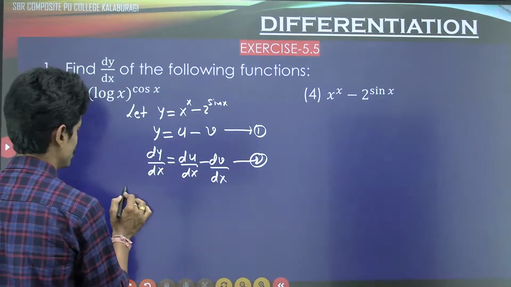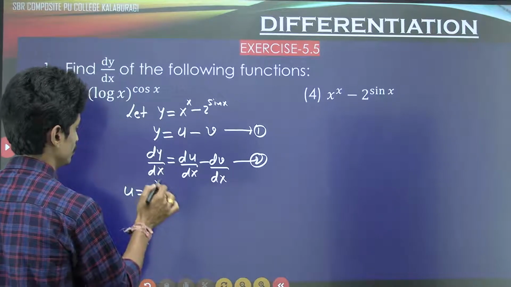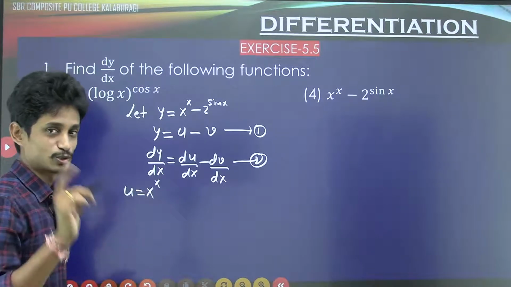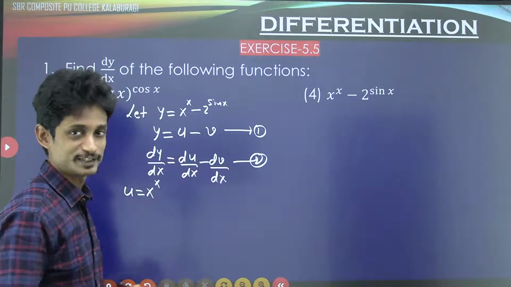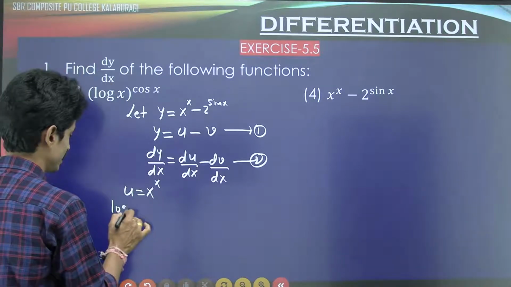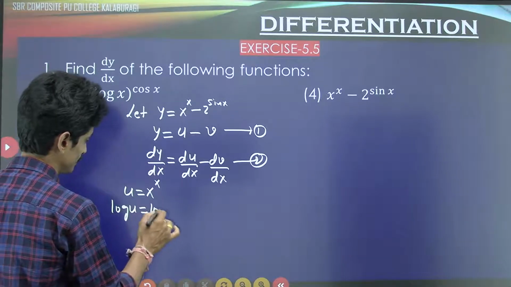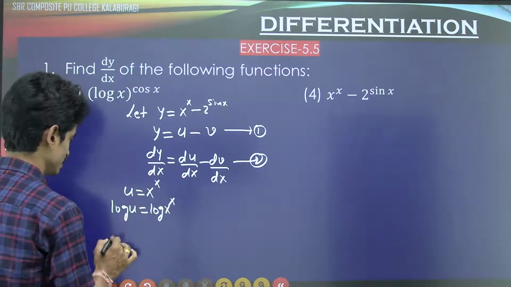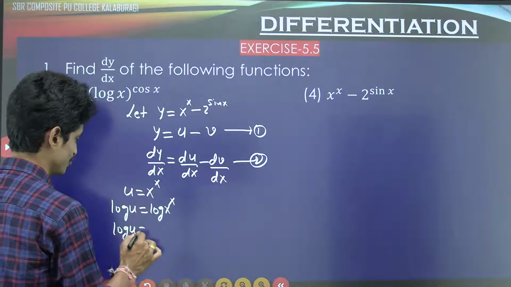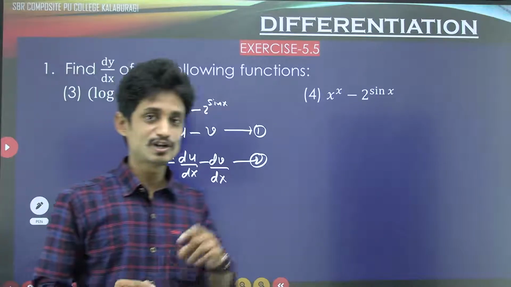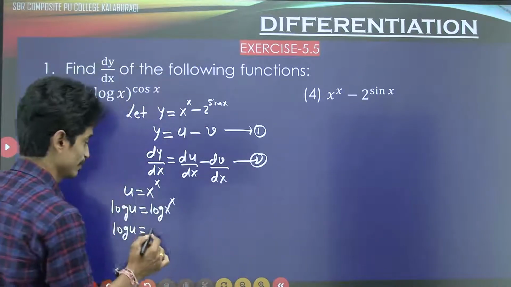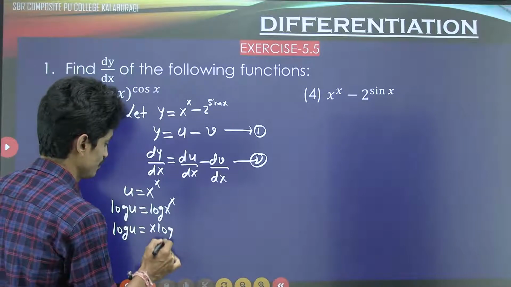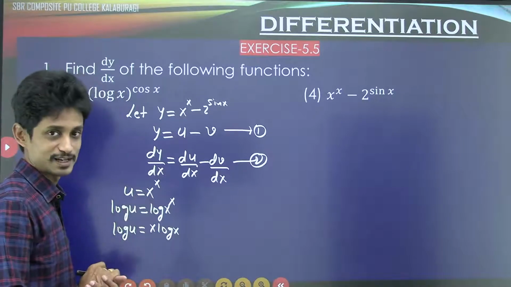First I will take u is equal to x power x. I told you I'm going to solve by applying the log on both sides. So now taking log on both sides, it should be log u is equal to log of x power x. Log of a power n would be n times log a. That formula I have applied.